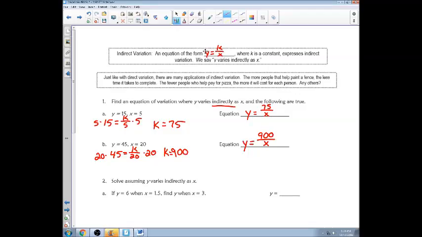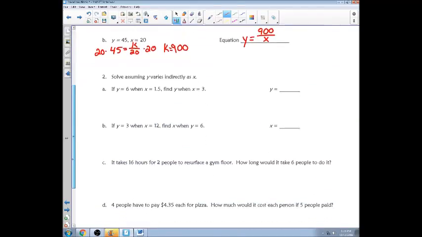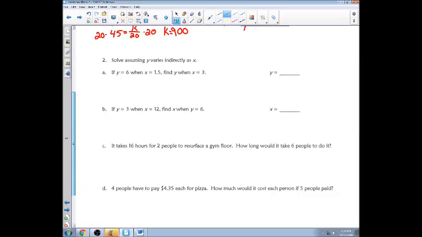The biggest thing you need to realize is, what is it asking you for, direct variation or indirect variation? It will tell you straight out whether it is direct or indirect. Again, just like this, it says indirect. So we know we're going to use y equals k over x. It tells us the first set so that we can solve for our k value.